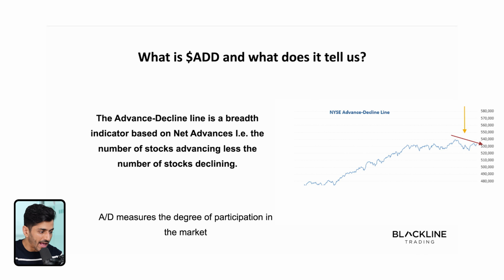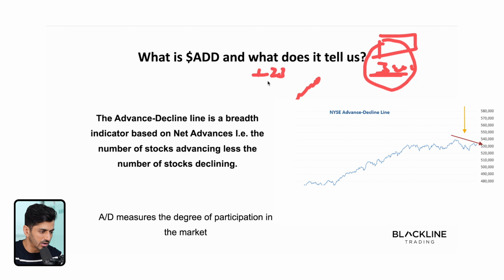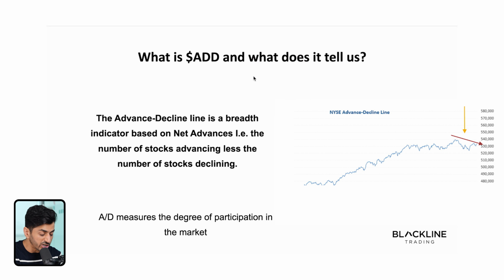AD is the advance decline line in breadth indicators based on net advances. That is the number of stocks advancing less the number of stocks declining. As you guys know, in general, let's take an average of 3,000 stocks. And if the price is moving higher, and let's say there's a strong contribution from this set of stocks, let's say the AD line is 2,300 or 2K or anything of that sort, that is going to give you information that the move overall is very strong.